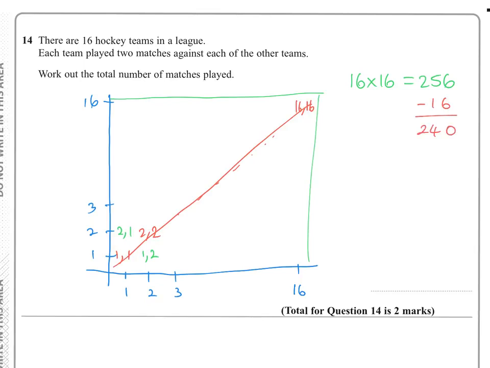And why would it be the answer? Well, each team played 2 matches against each of the other teams. Well, Team 1 playing Team 2 and Team 2 playing Team 1, well, that's 2 matches and it's the same teams involved, Team 1 and Team 2. So that's my way of tackling this question anyway. So the answer is 240 matches played in total.